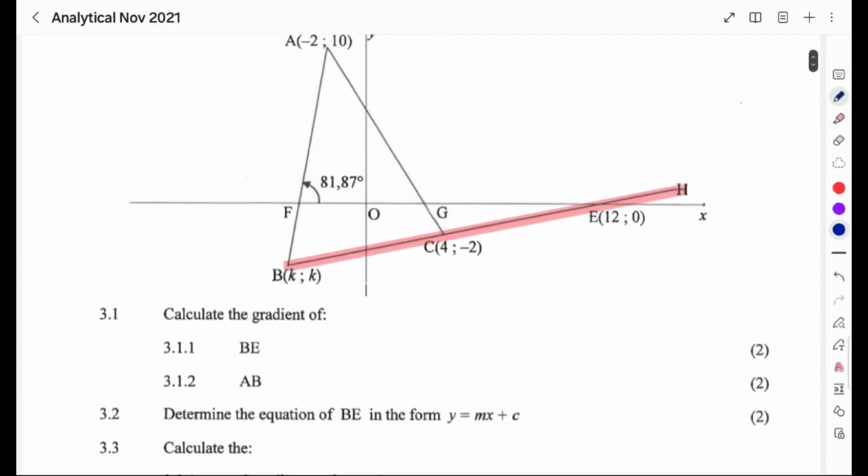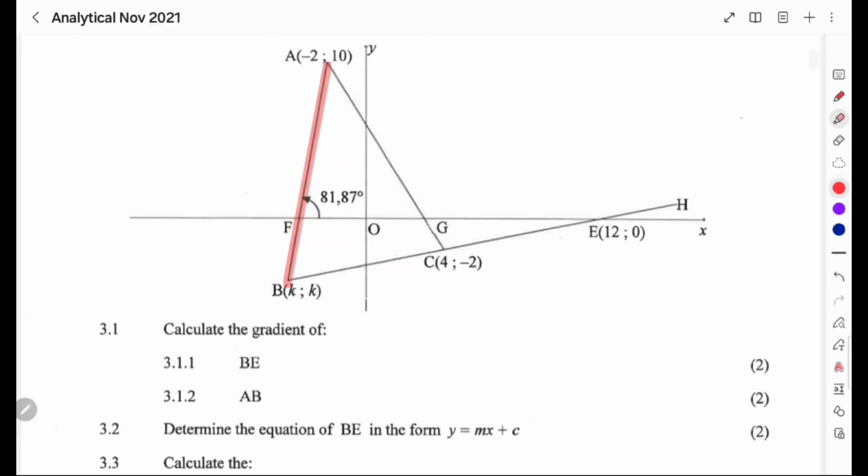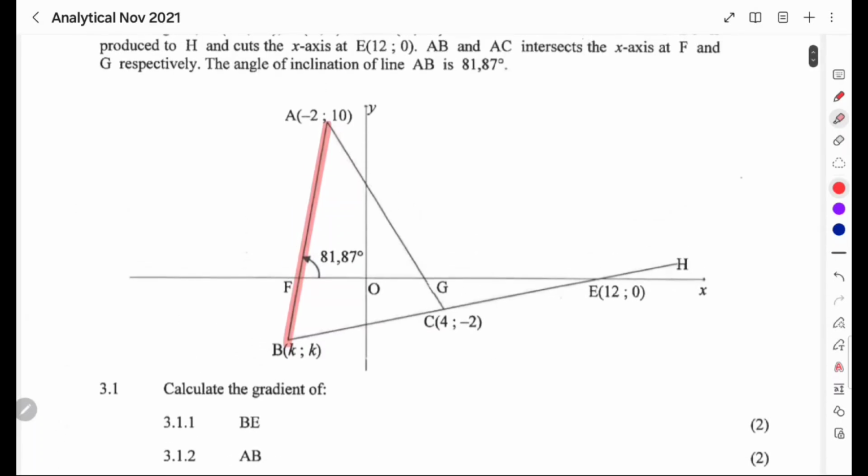Question 3.1.2, calculate the gradient of AB. Now, to calculate the gradient of AB, as you can see, we do not have 2 points on the line AB. Both F and B are unknown. However, we have the angle of inclination of the line AB. So we can determine the gradient of the line AB using the angle of inclination.